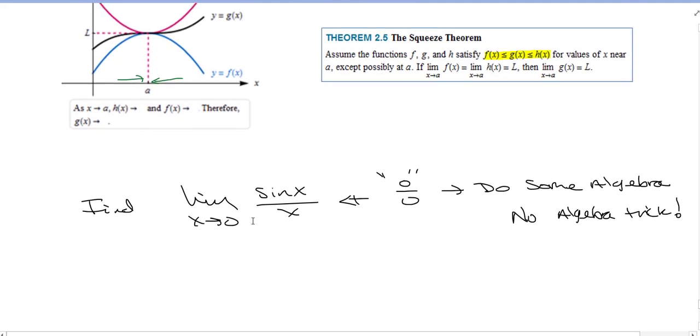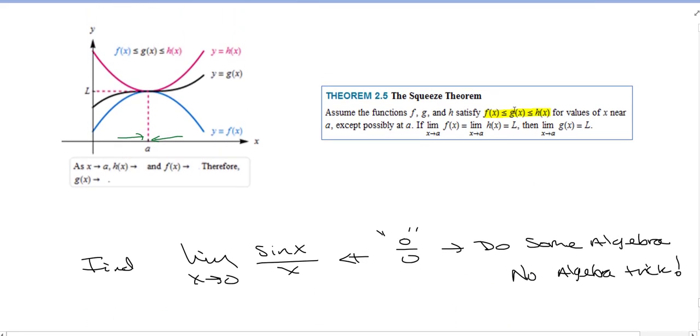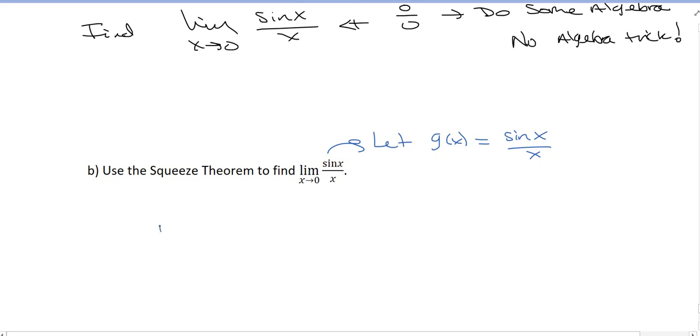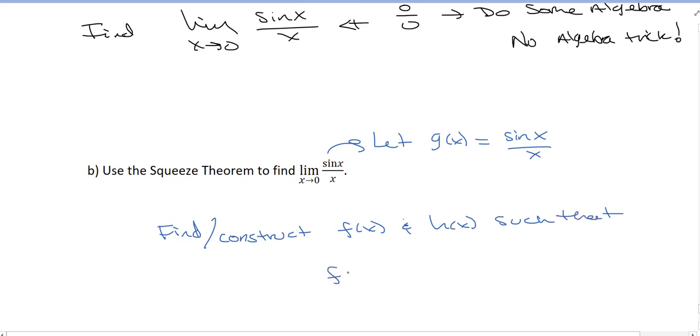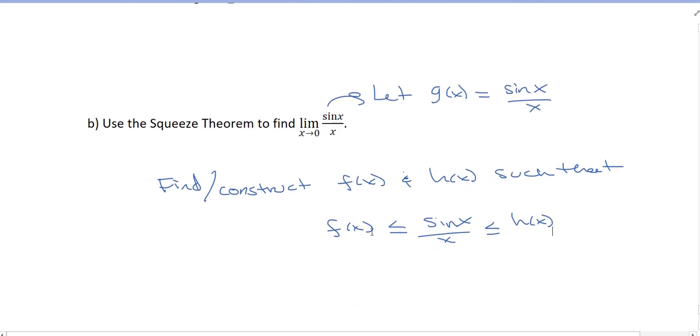That means that we want to squeeze sine x over x between two other functions. So I'm going to let g of x be sine x over x, my middle function. That means I need to find, or construct, f of x and h of x such that f of x is less than sine x over x, which is less than h of x. I'm trying to recreate the squeeze theorem here. So I need to find two functions to squeeze my sine x over x in between. Sometimes this is also called the sandwich theorem. And then I can find the limit.